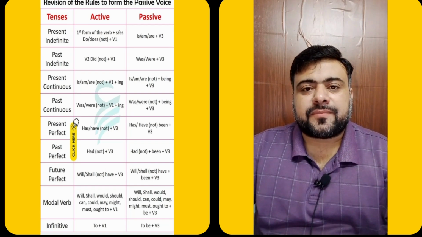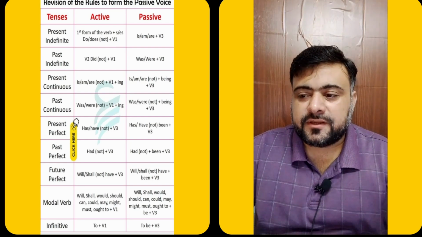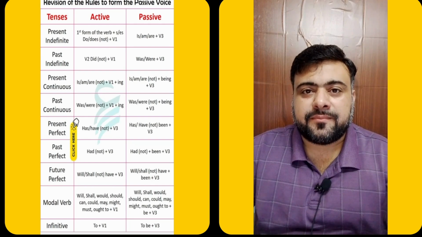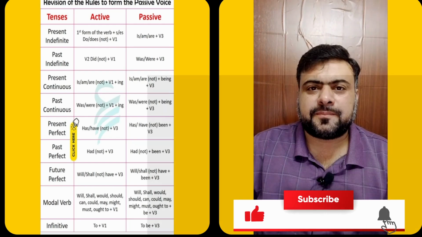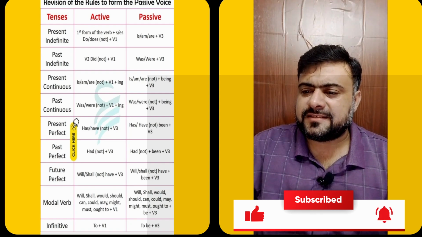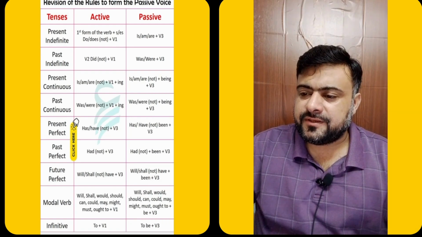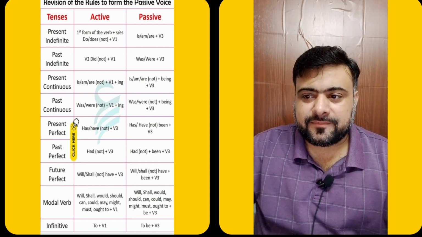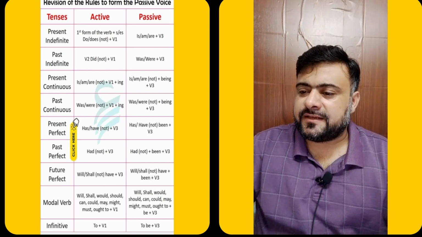For example, I wrote a letter in the active voice. The passive voice will be a letter was written by me. Was written. Third, present continuous. In present continuous, we use is, are plus the first form of the verb plus ing. I am writing a letter. What will be the passive voice of this sentence?